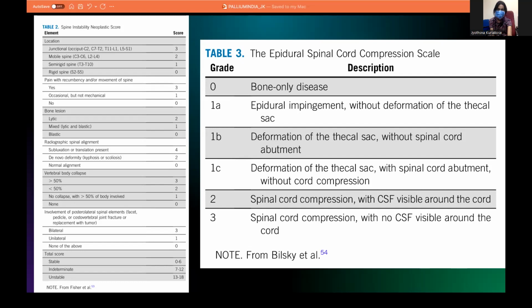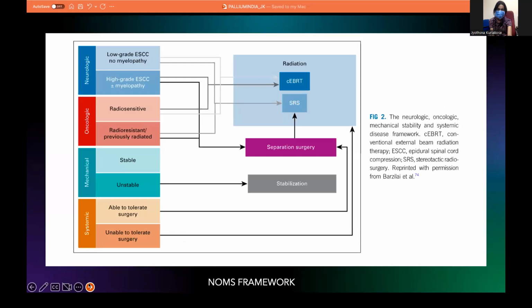If it's a stable spine, then you decide according to the radio responsiveness of the tumor. And whether it's a low grade or a high grade spinal cord compression, you assess from an MRI. So if it is grade 2 or 3, it's a high grade myelopathy, high grade cord compression. And if it is less than that, it's a low grade cord compression. So this is another algorithm which is called the NOMS framework. This almost gives us the same guidelines for management.